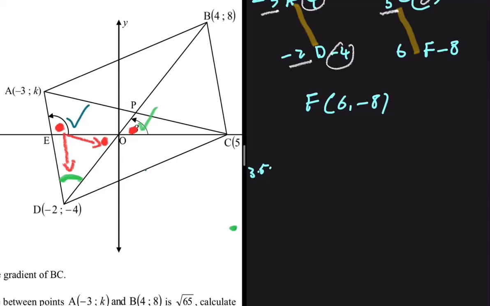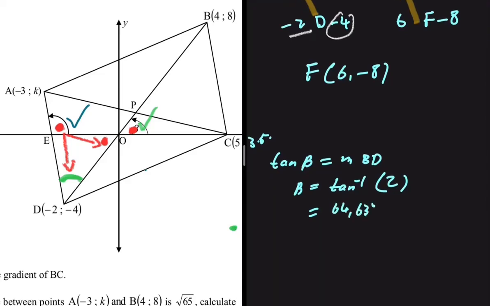So let's go ahead and compute that. We're going to see that tan of that angle is equal to the gradient of BD. That angle will be equal to tan inverse of the gradient of BD. We calculated the gradient of BD when we were trying to prove that AC is parallel to BP, and it was 2. So what is tan inverse of 2? That will give you the angle, so yeah, that angle is covered.